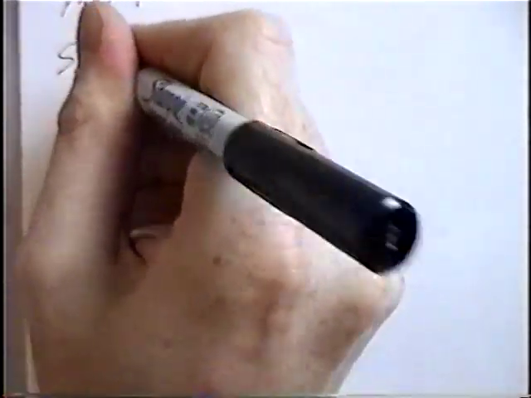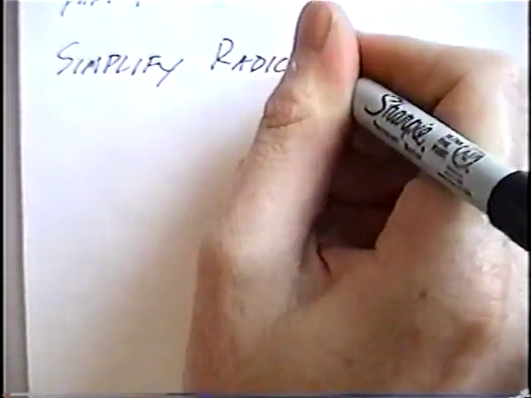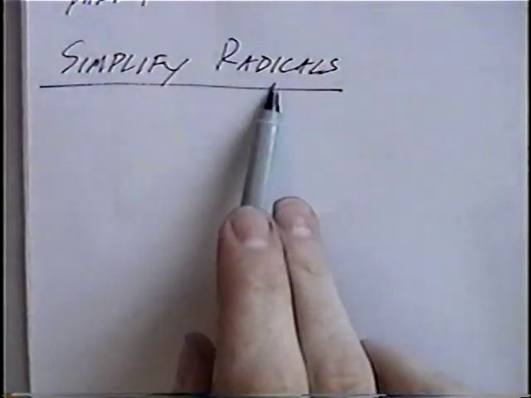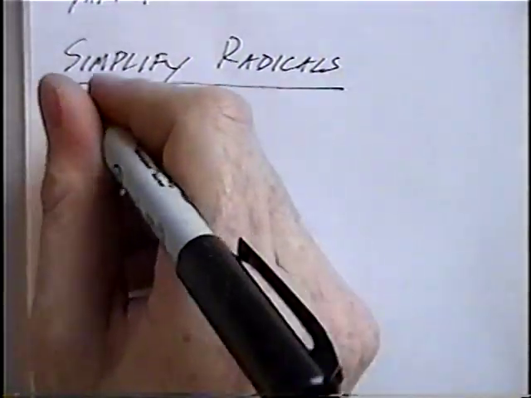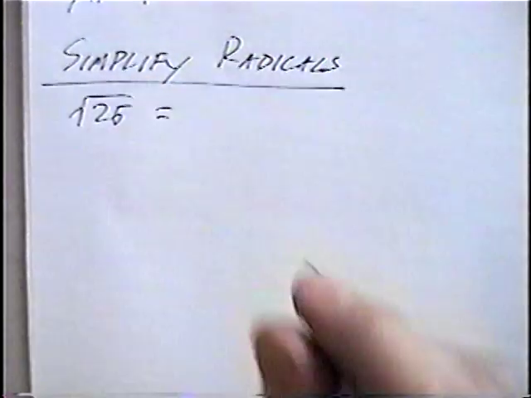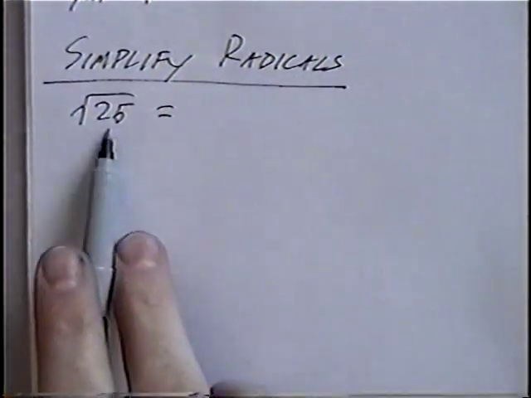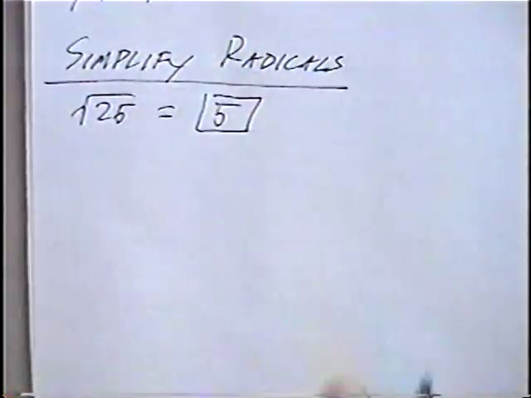Title of the first section of notes is Simplify Radicals. A radical is the same thing as a square root. Our first question is radical 25 or square root 25. This would be a number times itself that's equal to 25, and that answer would be 5.